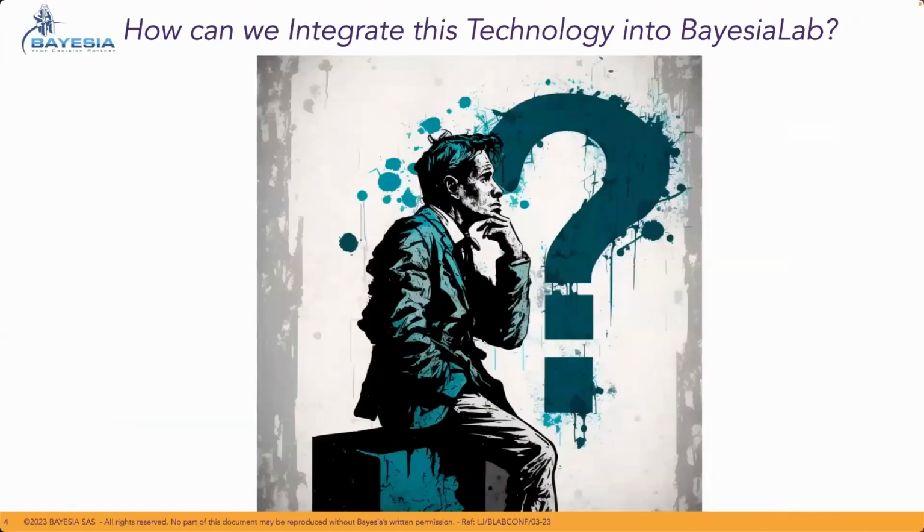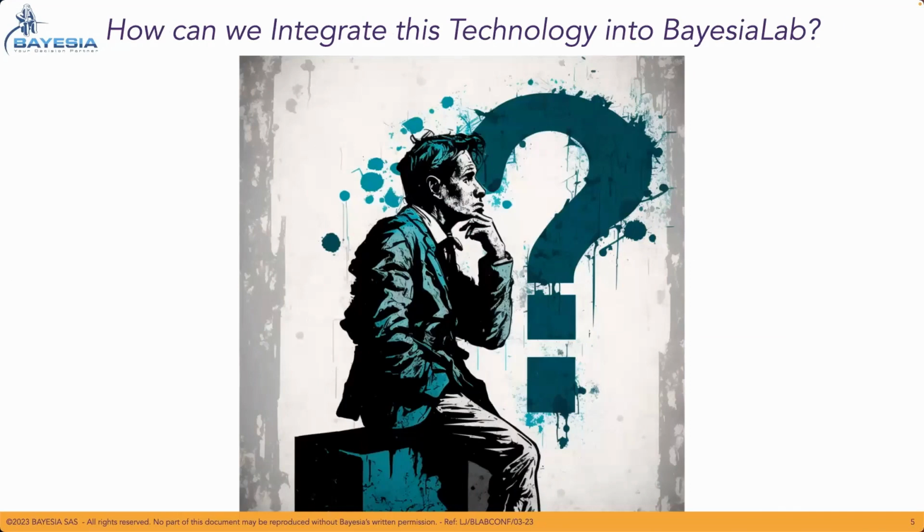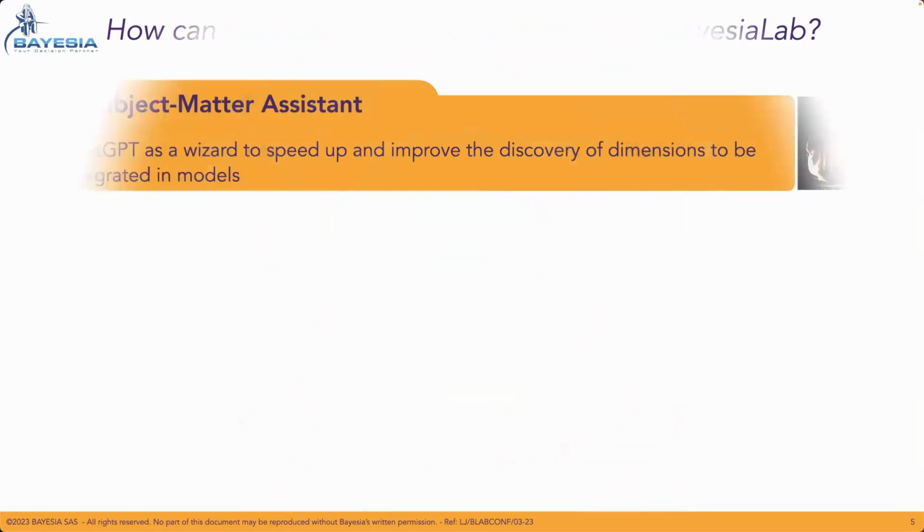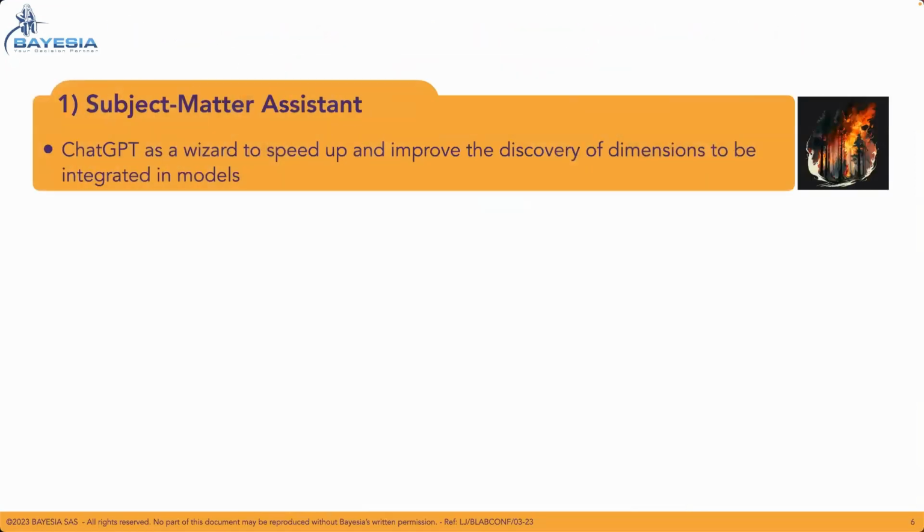And then the question was, so it's super exciting, but how can we integrate this technology into BayesiaLab? What can we do? How can we leverage this technology in order to help our customers? And as you may know, for 3 years, more or less, we have been doing brainstorming sessions every 2 or 3 weeks. And then obviously the answer was the idea is to use it to build a kind of subject matter assistant that will help us when we do brainstorming sessions. So it's going to be another expert.